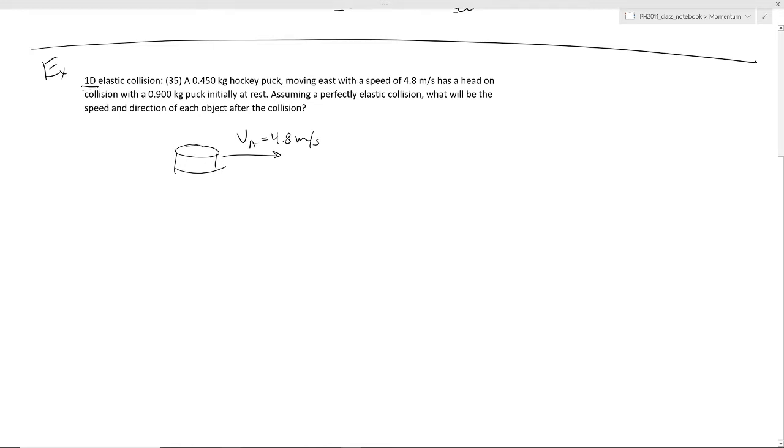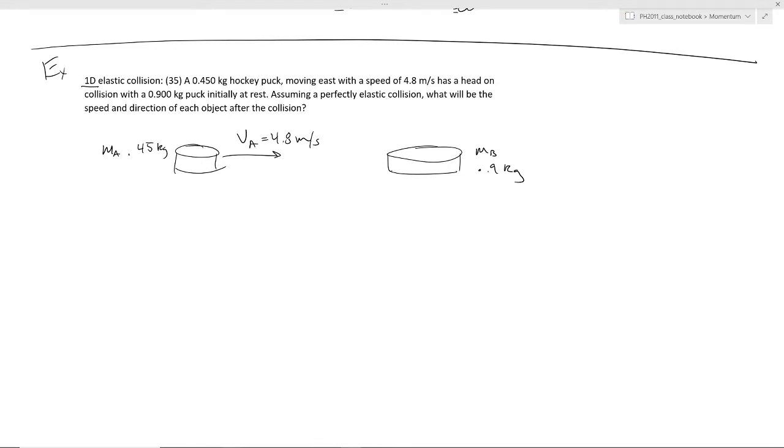So we're going to look at the one-dimensional case first. And this has a mass of 0.45 kilograms, and it's going to hit this, for whatever reason, more massive puck, 0.9 kilograms. And what we are interested in is we want to know what the speed and direction of each is after the collision.